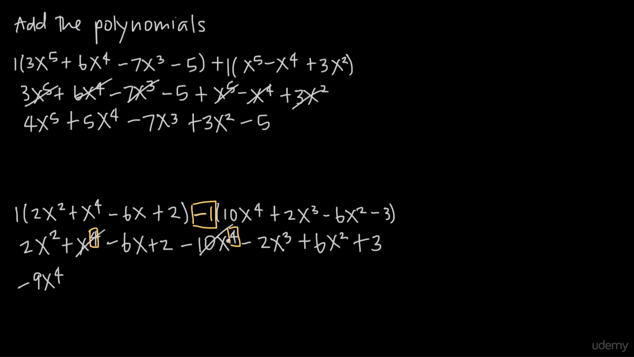I like to cross mine out as I go so that I remember that I've done these and I make sure I get all my terms. So now we started with negative 9x to the fourth. We're looking for any x cubed terms. So we have a negative 2x cubed here, so a minus 2x to the third there. Now we're looking for any x squared terms. We have a positive 2x squared and a positive 6x squared. Adding those together gives us a positive 8x squared. And then we have a negative 6x, that's x to the first power. And then a positive 2 plus 3 is going to be plus 5.